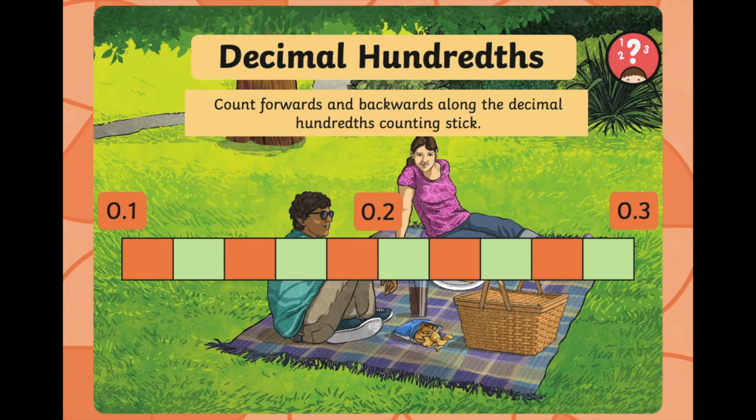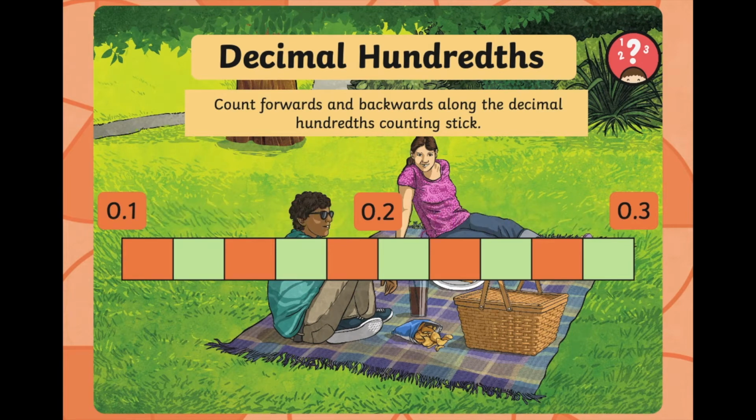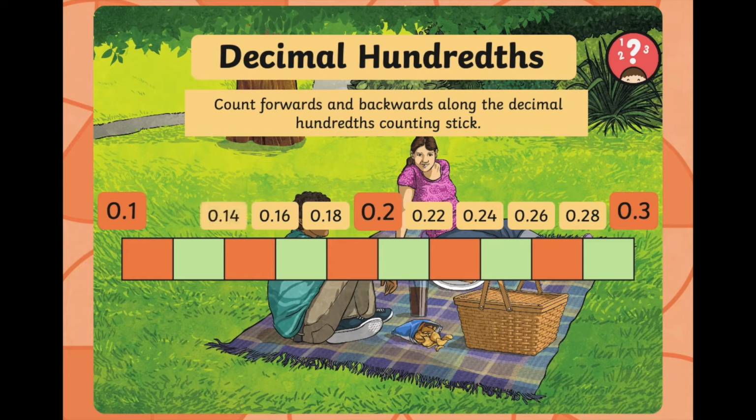Next, we're going to be counting in intervals of 2 hundredths. So 0.1, 0.12, 0.14, 0.16, 0.18, 0.2, 0.22, 0.24, 0.26, 0.28, 0.3. And counting back: 0.3, 0.28, 0.26, 0.24, 0.22, 0.2, 0.18, 0.16, 0.14, 0.12, 0.1.